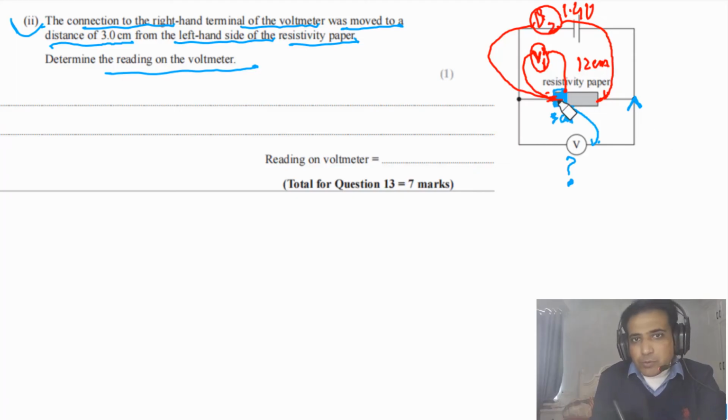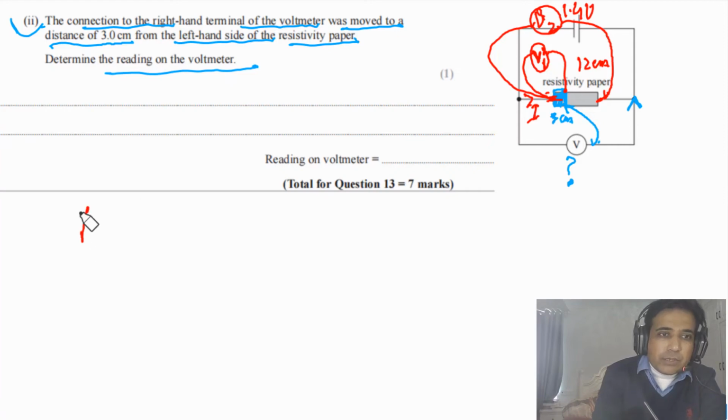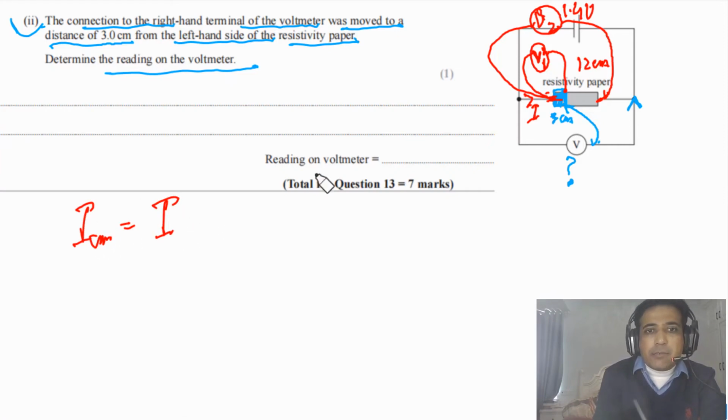Now when we are talking about the same resistivity paper, let's say current I is coming. The current passing through 3 centimeters and 9 centimeters is the same, because this is the same resistivity paper. So from here we can say the current passing through 3 centimeters is the same as the current passing through this whole resistivity paper, 12 centimeters. So this is the first thing we need to understand.